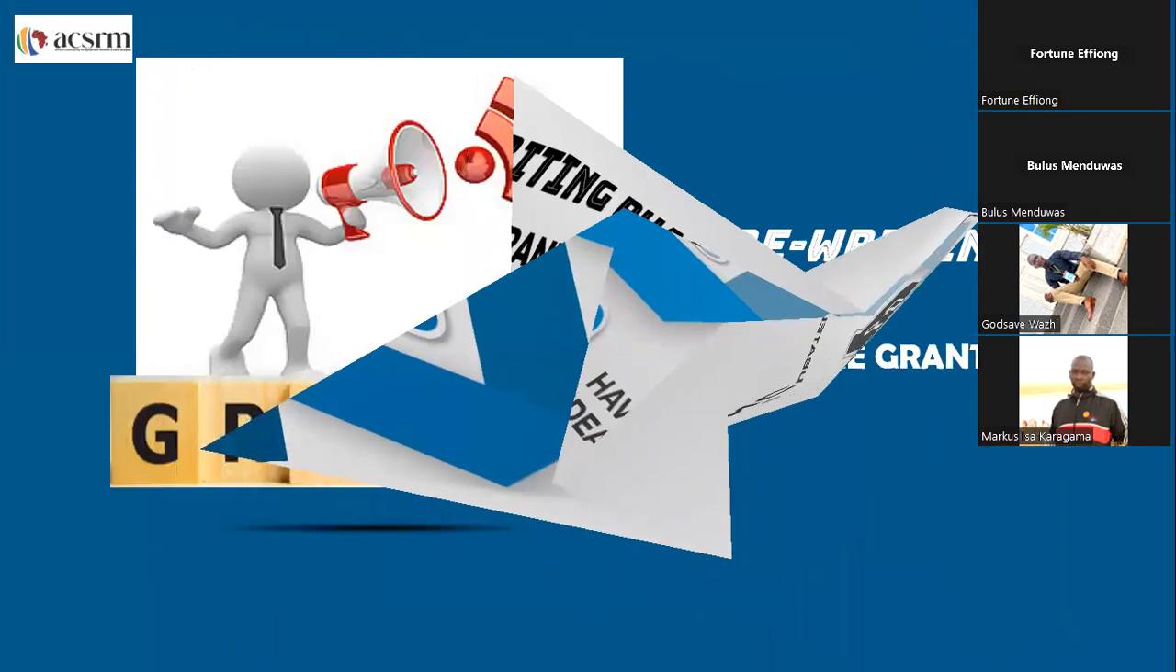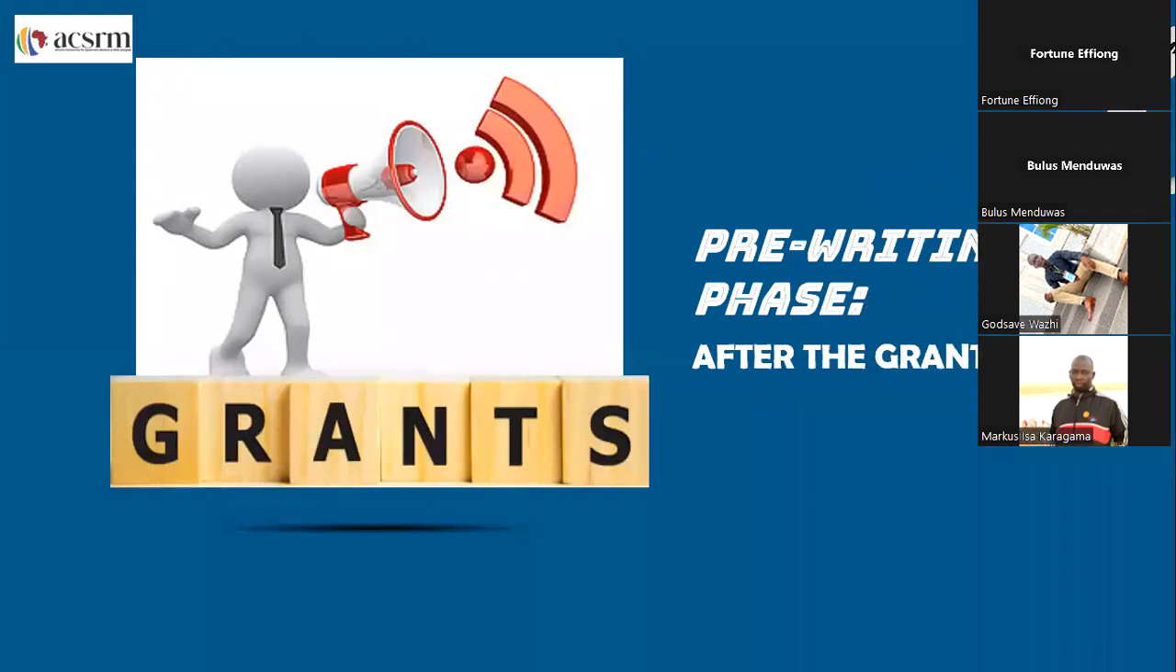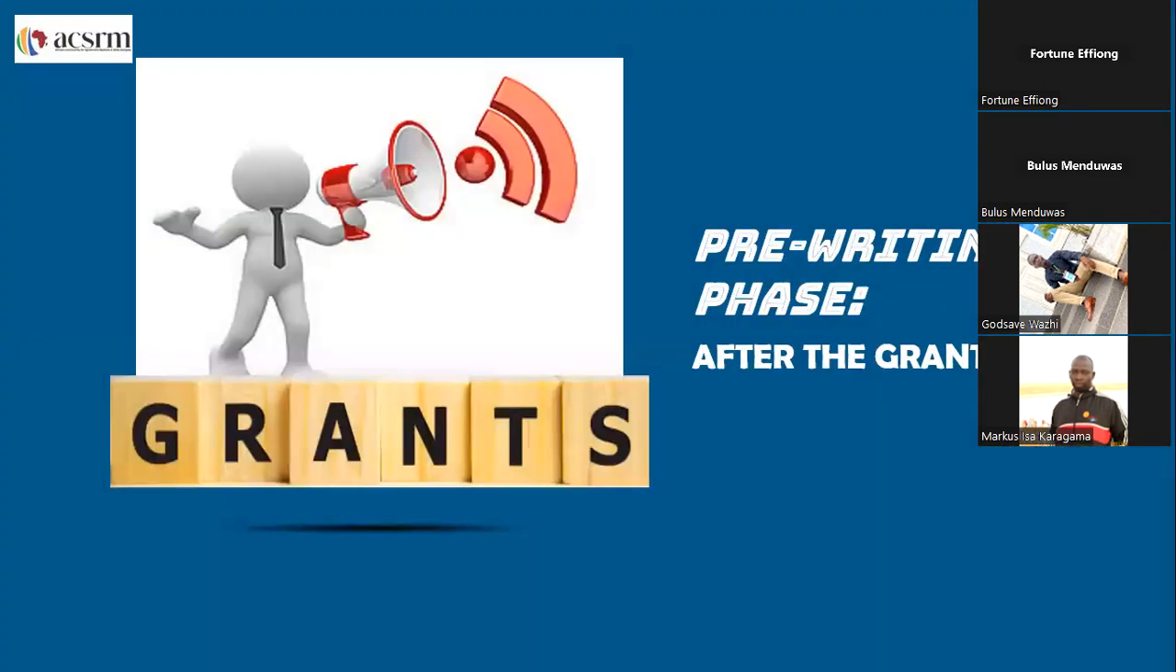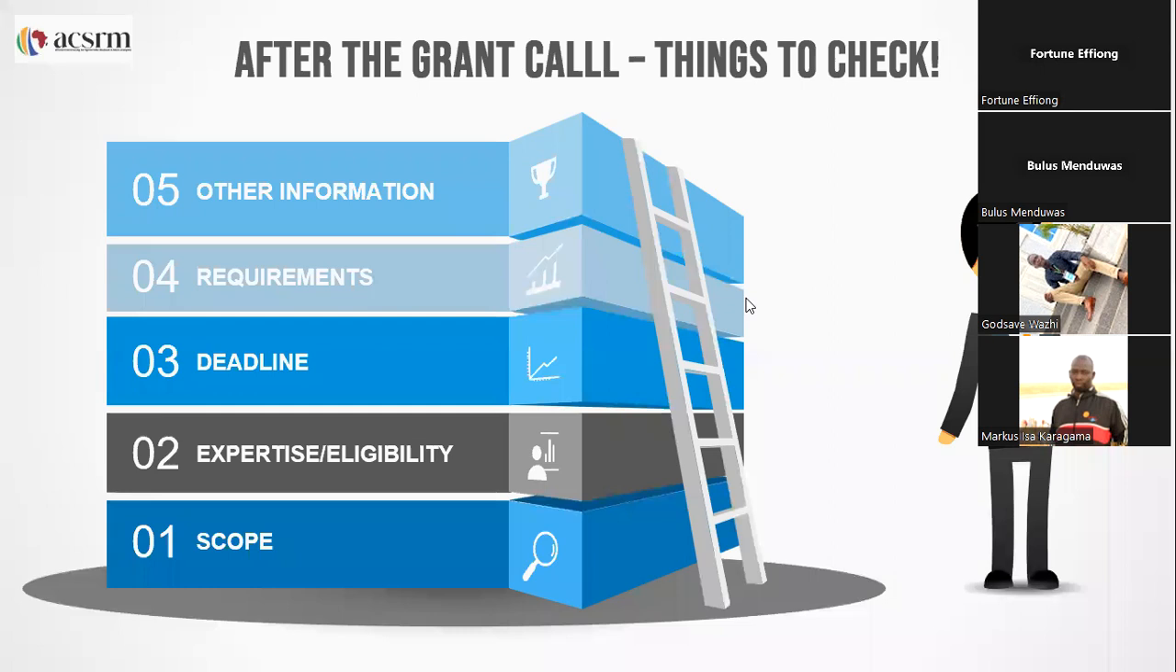You are in the writing phase after the grant score. Sorry, this is an error. You are in the writing phase after the grant call. So there are five things that you might want to put into consideration. If you have any question, just put it in the chat box. At some point, I'll take questions for 5 minutes before I continue.